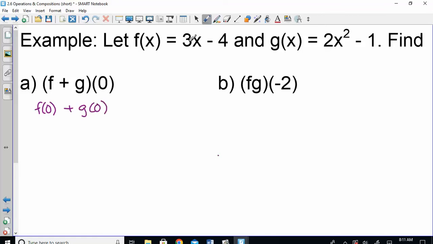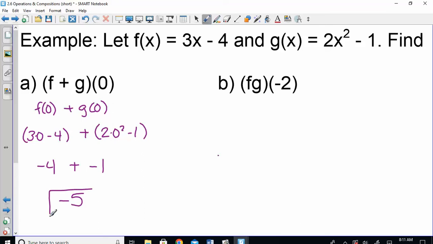So if you put a 0 into f, 3 times 0 minus 4 is negative 4. If I put a 0 into g, it's negative 1. And negative 4 plus negative 1 is negative 5. You don't necessarily have to show as much work as I did. You just have to be able to get to your final answer. I would encourage you on a test to at least write out the negative 4 plus negative 1, so I know what you got when you plugged it into each of your functions. But other than that, you don't have to show everything.